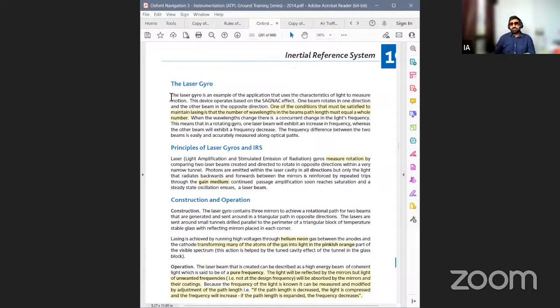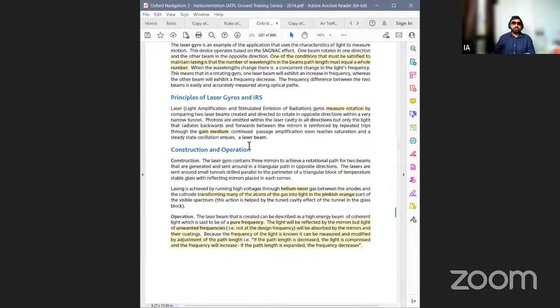The laser gyro is a gyro that uses the characteristics of light to measure motion. Remember, the rate gyro also measures motions, gives us rate of turn indicator. These gyros are rate gyros. There is an effect called a Sagnac effect. What is the principle? It will be very easy when I show you through the diagram.